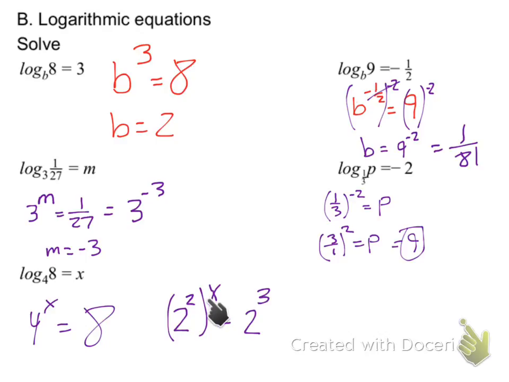This is power of a power. Power of a power, you do what? Multiply or add? Wait. So, you multiply. You multiply exponents in a power of a power. So therefore, 2 to the 2x is equal to 2 to the third. And if the bases are the same, what has to be true about the exponents? If the bases are the same, the exponents have to be the same.